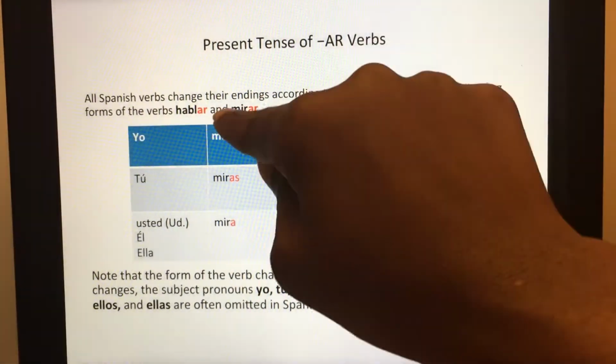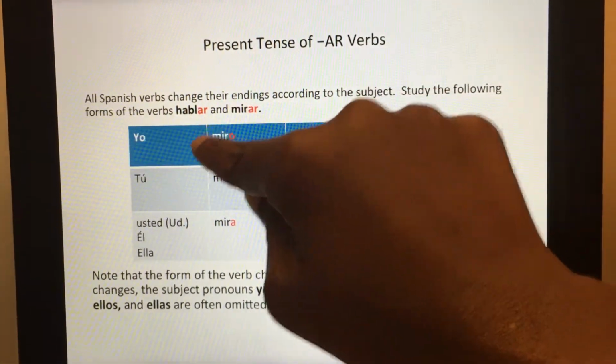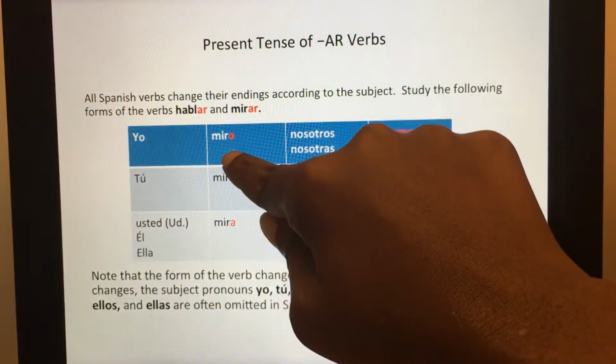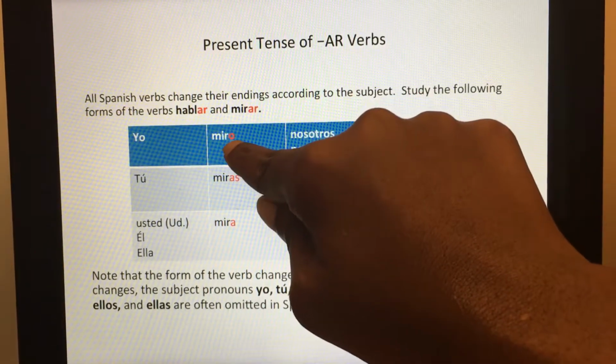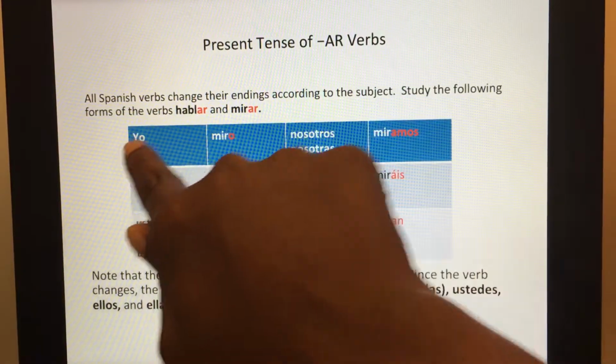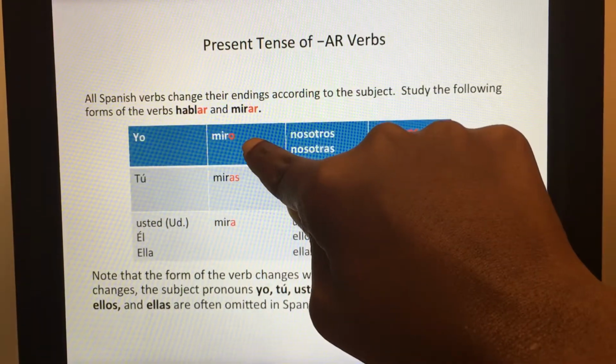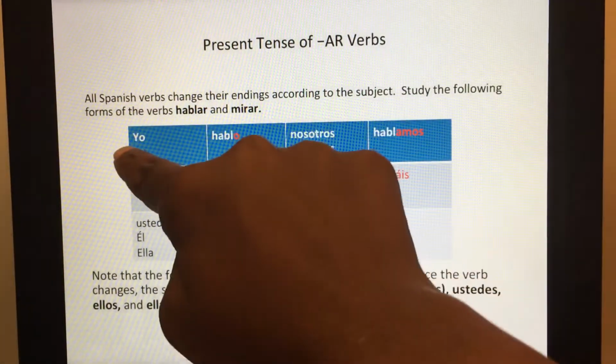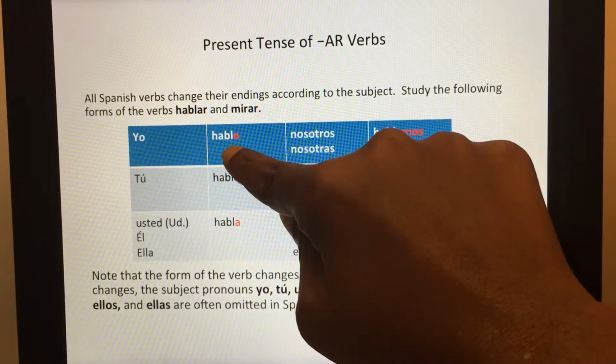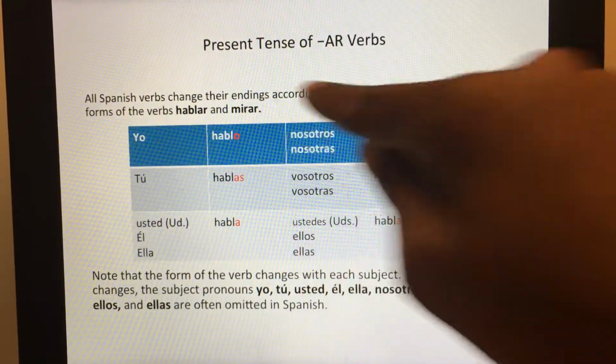Now we're looking at the verb mirar, to look at. I look at. Yo miro. It's ending in an O because I'm saying I look at. I can say yo miro or just miro. Same here. I can say yo hablo or just hablo. I'm saying I am talking.